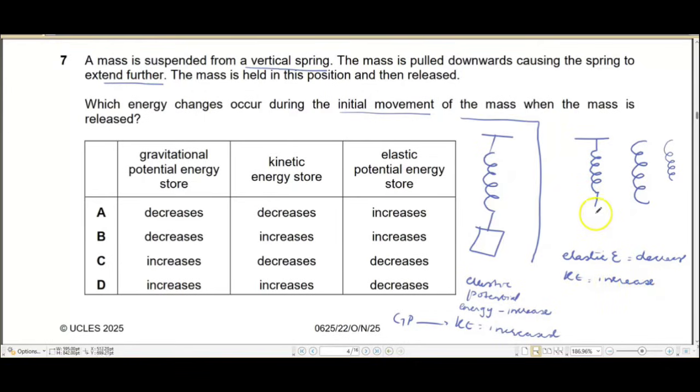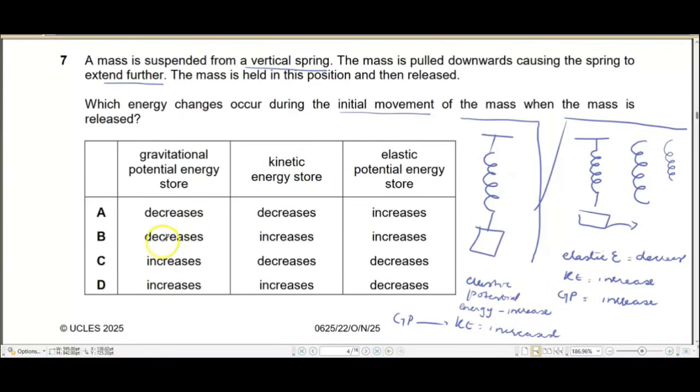And since the spring is moving backwards, is being compressed backwards, and this is happening against gravity, gravitational potential energy is going to increase as well. Okay, so elastic energy is going to decrease, kinetic energy is going to increase, and gravitational potential energy is going to increase as well when this scenario is being discussed, when the mass has been removed and the spring is compressing back.